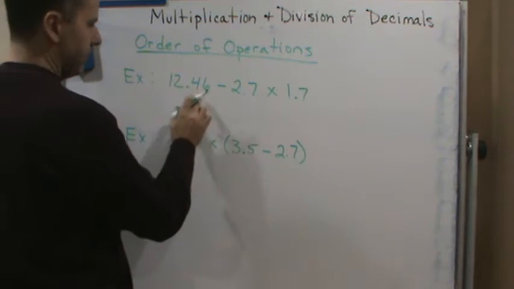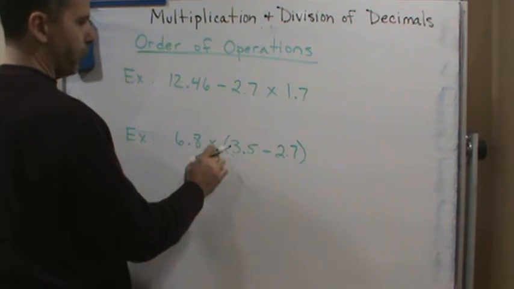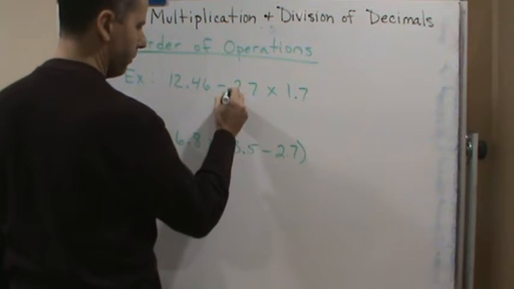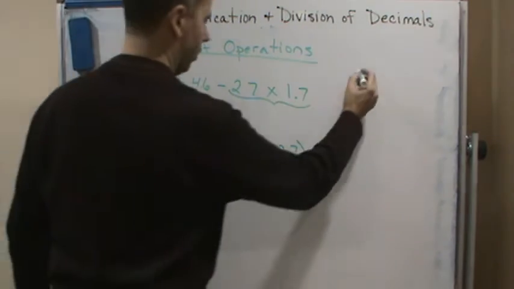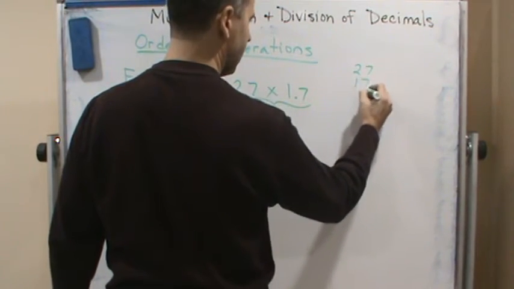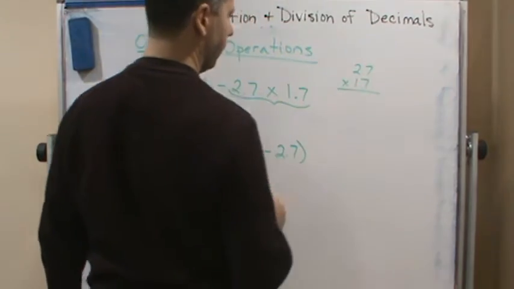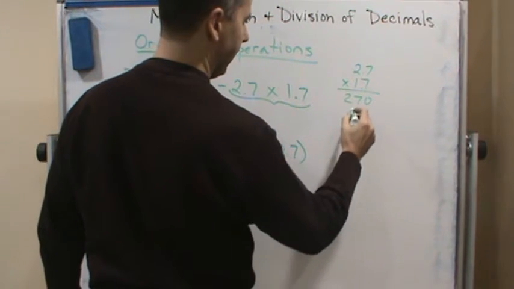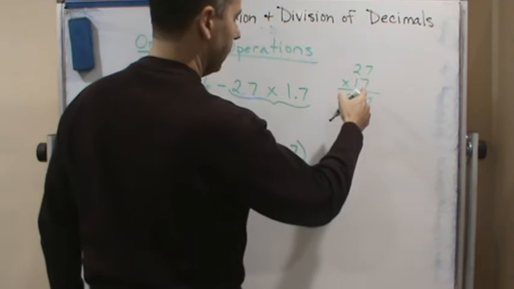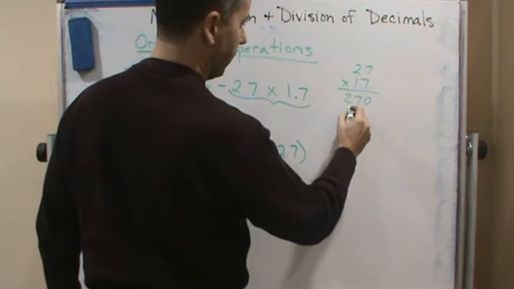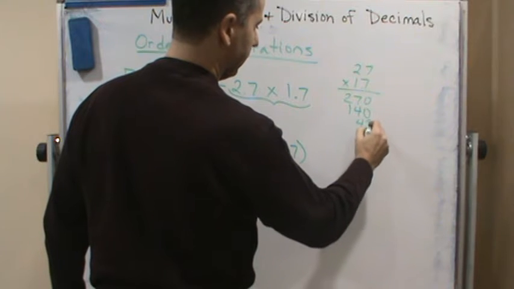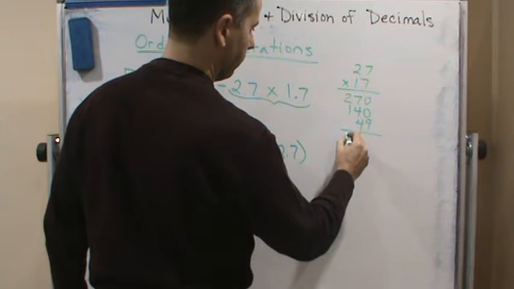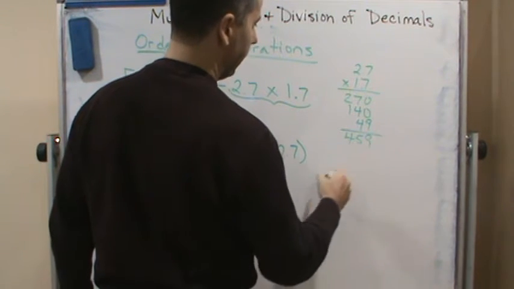So we have this, 12.46 minus 2.7 times 1.7. So again, we're going to do the multiplication first. Okay, so that's going to be 27 times 17, right? So this is going to be 270, and then we have 7 times 7, that's going to be 49, and so this is going to give us 459, right?